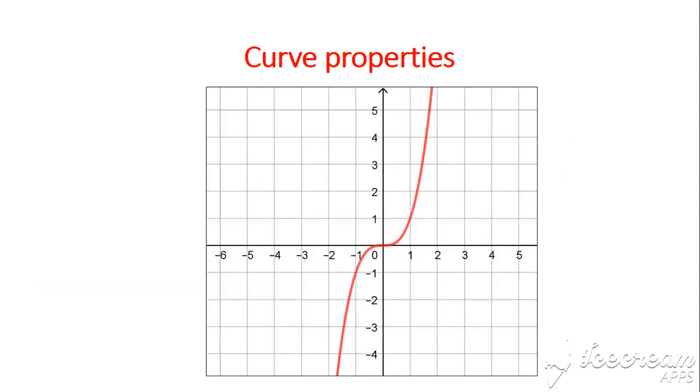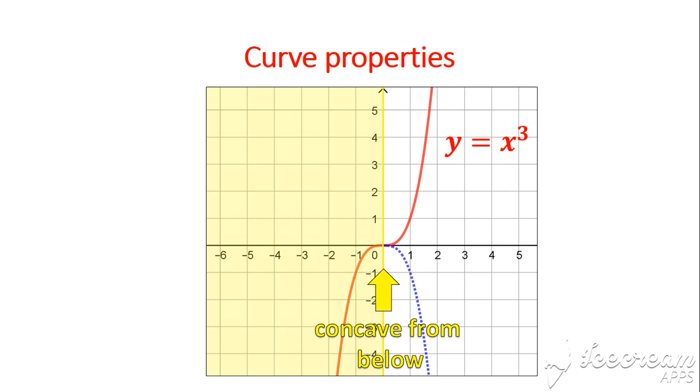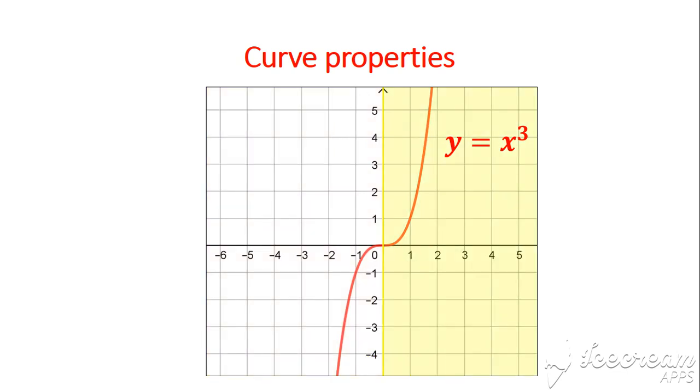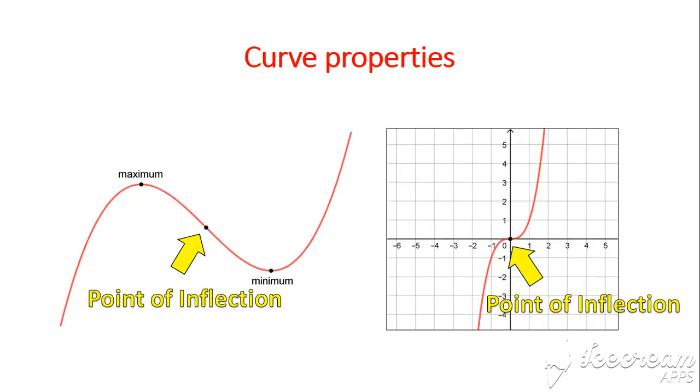Let's have a look at this crazy looking function. This has got a rule y equal to x cubed. If we take this side of the function, we could say that it's concave from below, although we don't see it all in the graph. And if we take this section of the graph, this part is concave from above. So we go from a positive gradient to 0 gradient back to positive gradient. So this point here is still a point of inflection because it changes in concavity, but notice what's going on.